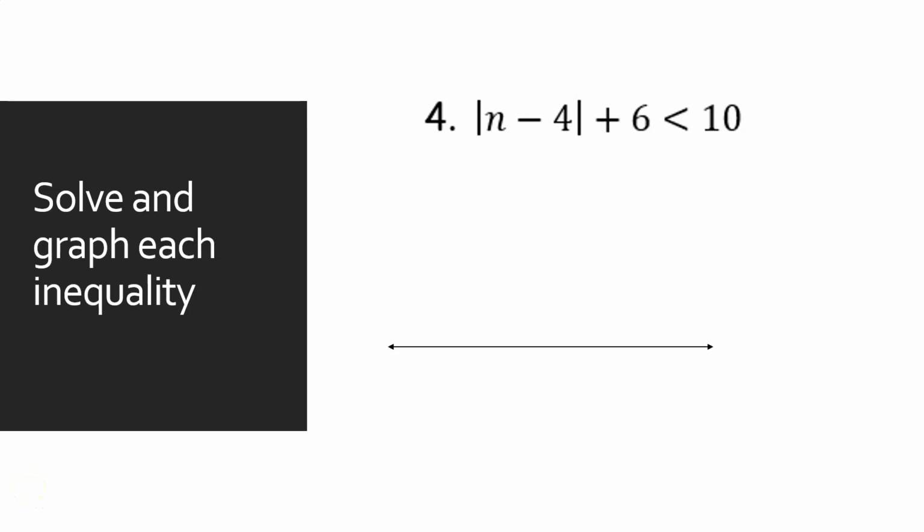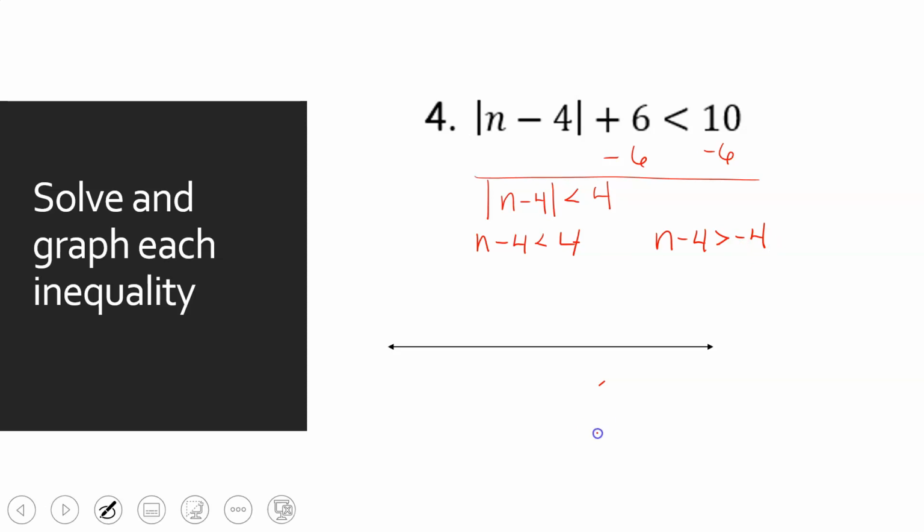All right, this is the second part of the study guide. This is number 4, the one that I crossed off in the beginning. It's an inequality. So first you need to isolate the absolute value bars by subtracting 6 from each side. So I have the absolute value of n minus 4 is less than 4. So now we need to solve twice. Make sure you flip the sign for the negative version.